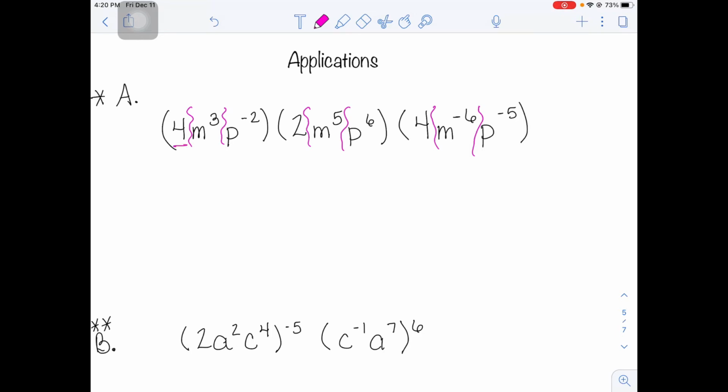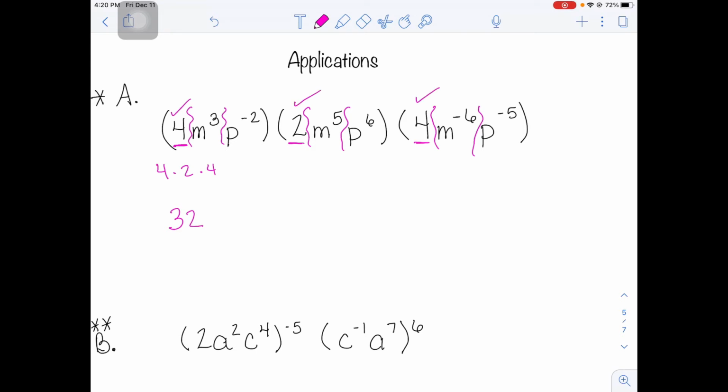First of all, I'm going to deal with my numbers. So I have a 4, a 2, and a 4. So I'm saying 4 times 2 times 4. Well, 4 times 2 is 8. 8 times 4 is 32. So my numbers equal 32. Okay? So my numbers are finished.